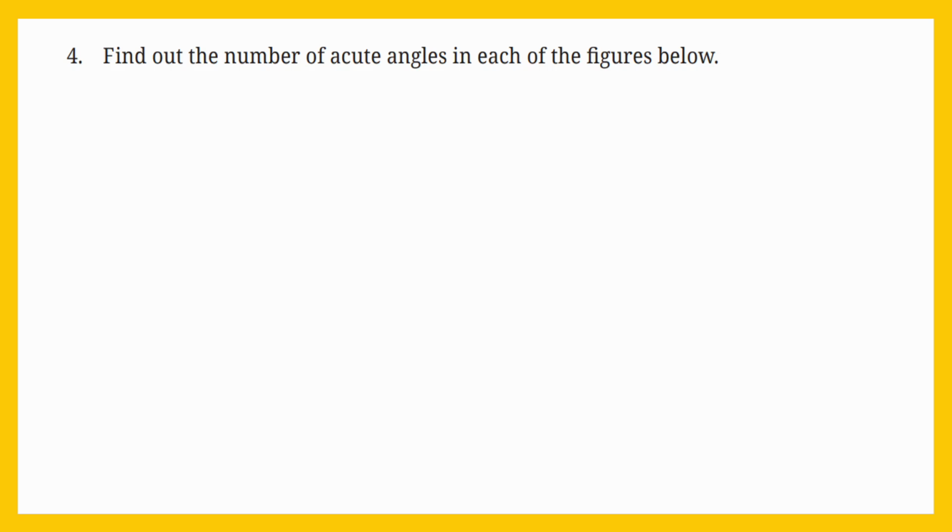Find out the number of acute angles in each of the figures below. First figure is given. What are acute angles? Acute angles are less than a right angle. So, we will see how many angles are there in this figure. See, we can mark angles like this. Angle 1, angle 2, then angle 3. There are 3 acute angles.